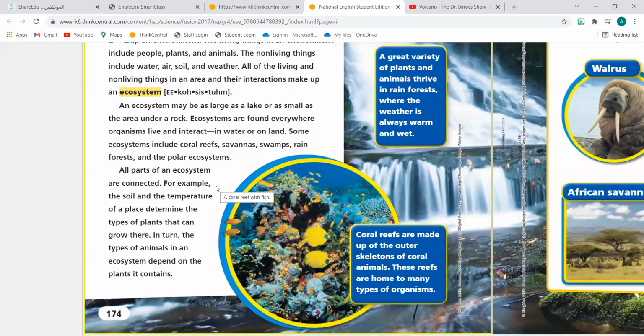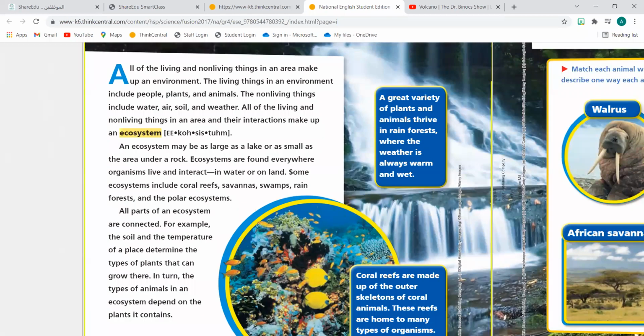So whenever we are talking about living and non-living things in one area and they must interact together, we are talking about an ecosystem. Because if you are just talking about the living and non-living in one place, you're talking about the environment. Environment doesn't need anything to interact with anything. But in an ecosystem, to make a system, you need to make them interact. Okay, do you understand with me?